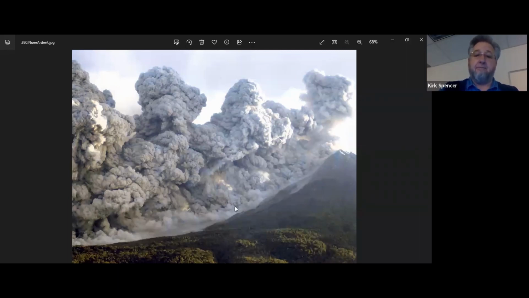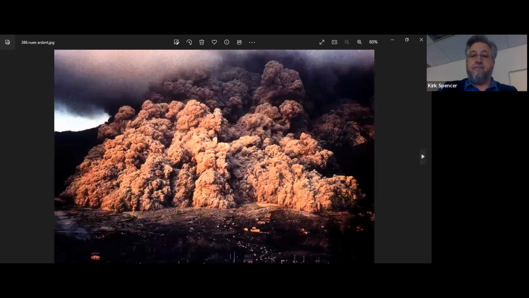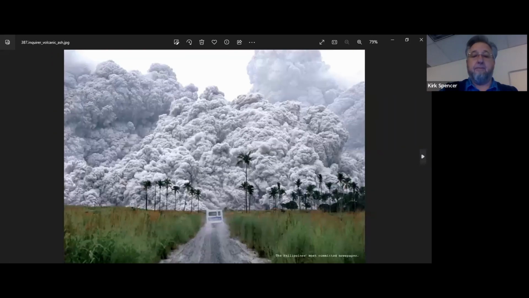You see it here? This is a photograph that was taken of an approaching nuée ardente. So we're looking into it as it comes down off of the volcano. Here's another photograph.